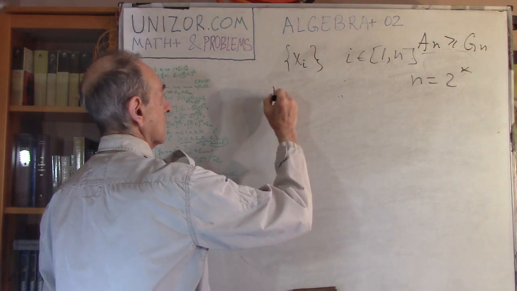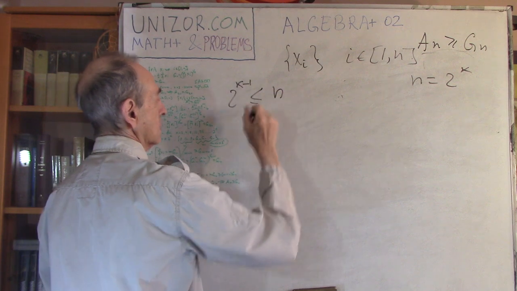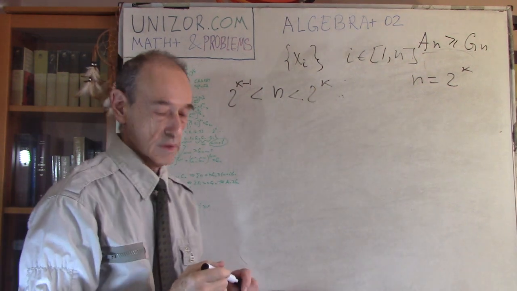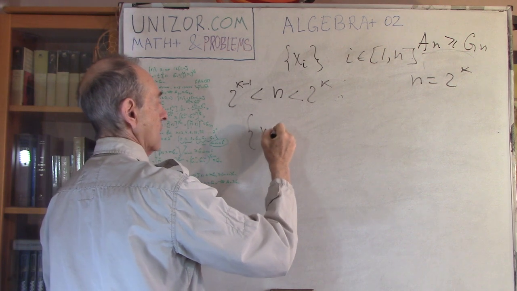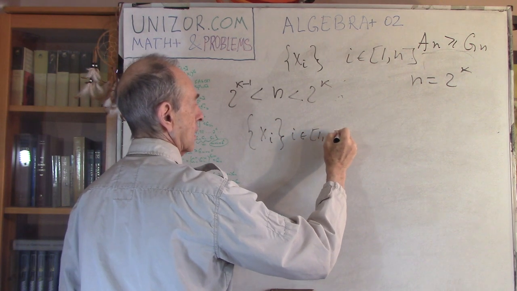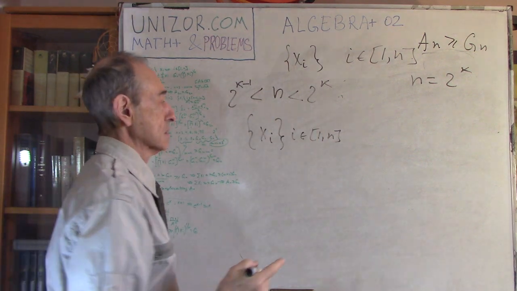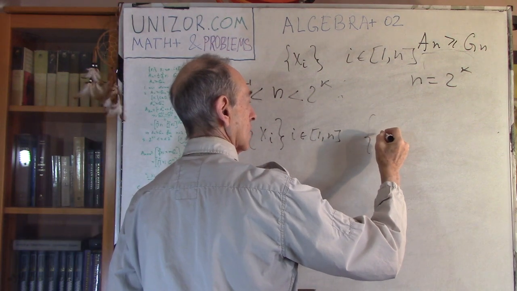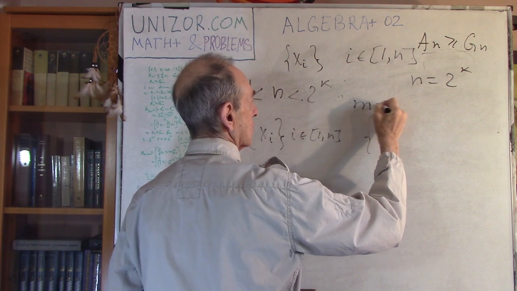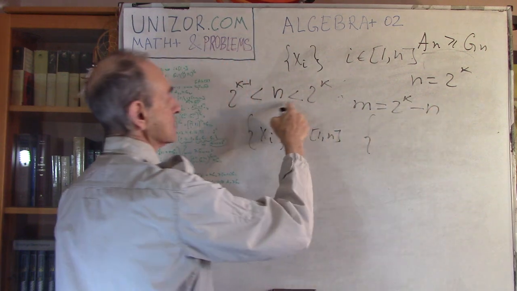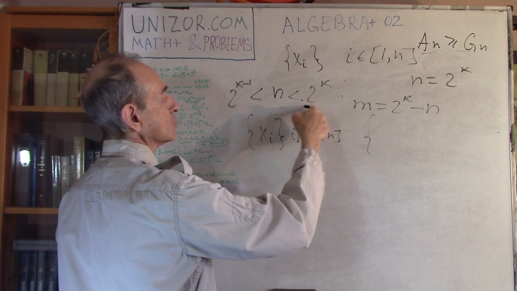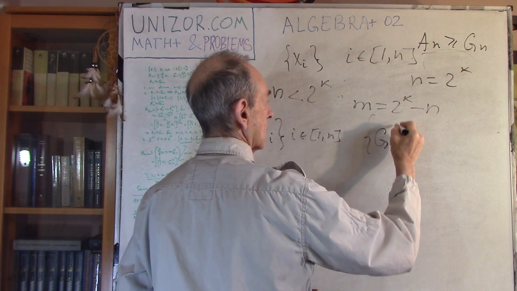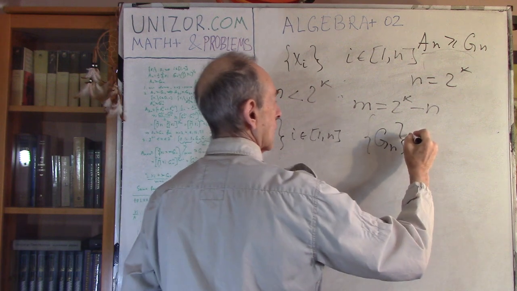So let's say my n is between 2 to the power of k minus 1 and 2 to the power of k. So it's somewhere in between. So you have these xi, where i is from 1 to n. And n is here. So what I will do is complement this set of n numbers to a set of 2 to the power of k numbers. Let's say m is equal to 2 to the power of k minus n. This is the number of elements which I need to complement to 2^k. So I will put, let's say, Gn, m times.